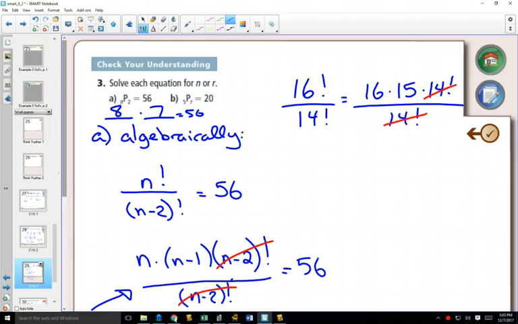You always start, this is your starting number, right? The n is your starting number, and then you go 1 less each time. So that would have been really fast. But that's why the questions say algebraically. Now, part B, on the other hand, this one would only come up in a multiple choice question. This is one you don't have to do algebraically.